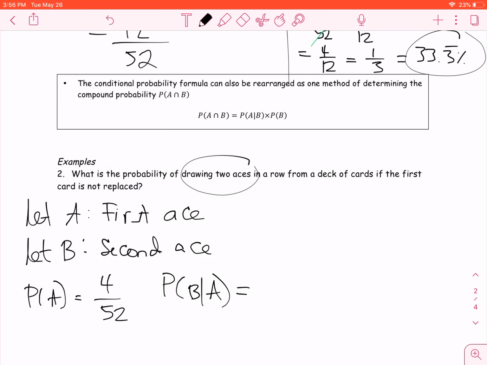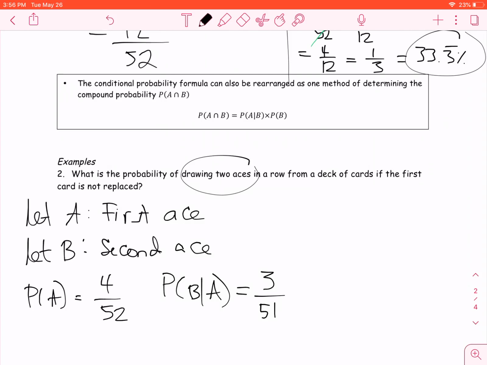So what this means is there's not going to be 4 aces anymore, right? There's now going to be 3 aces. Okay, the potential that 3 can happen. And we have now taken out one card, so instead of it being 52 cards, we now are left with 51 cards.